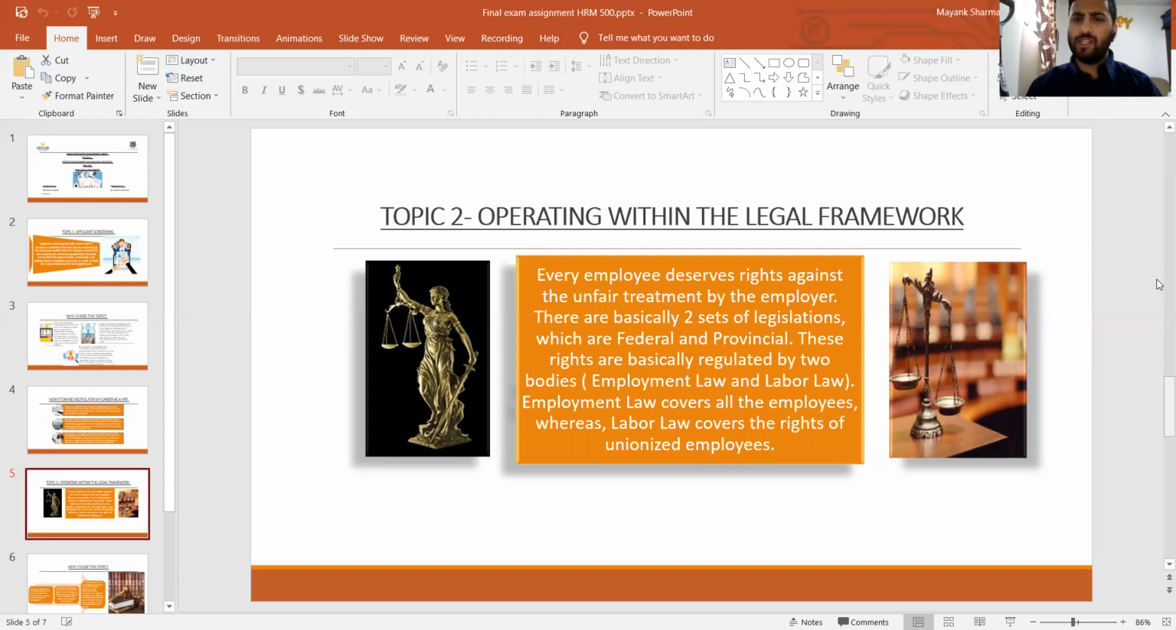All these legislations provide rights to the employees against unfair treatment by the employer. I personally feel that every employee has certain rights in an organization. They have rights if their employer is not treating them right, and rights against unfair treatment. There are two bodies which cover the employees' rights: employment law and labor law. Employment law covers employees, whereas labor law covers the rights of unionized employees. So this is basically the overview of operating within the legal framework.